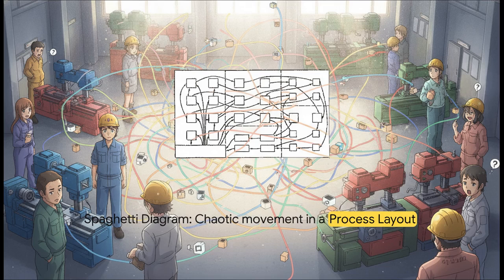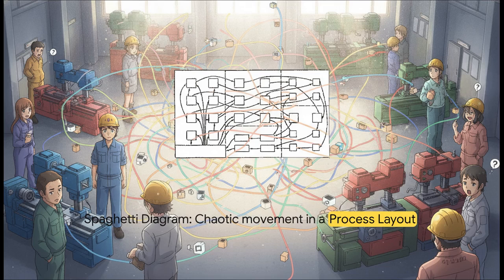If you take a floor plan of your facility, pick just a single product and literally draw a line following its physical path from start to finish, you end up exposing absolute chaos. This happens in a traditional process layout or job shop where all similar machines, like say all the lathes in one corner or all the mills in another, are clustered together in isolated departments.